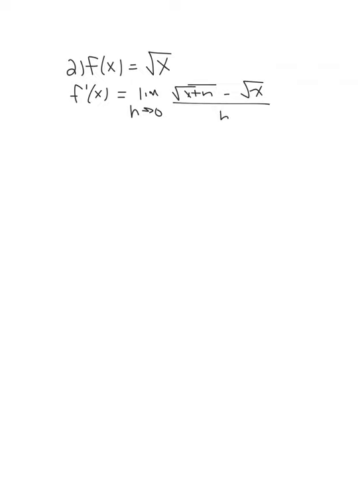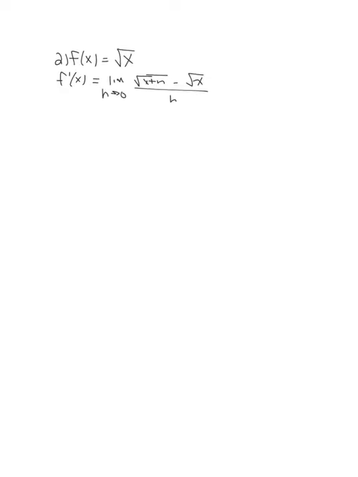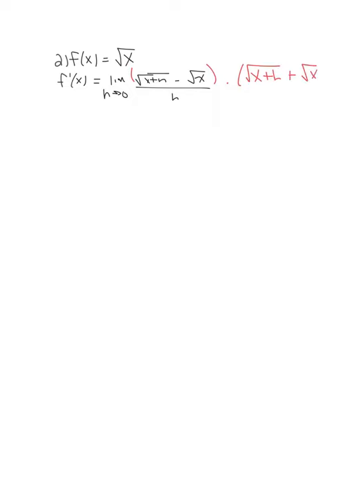Now at this point, it should look familiar to you. Most of you will know that if we need to solve something that looks like this, we will have to rationalize. So we are going to be multiplying by the square root of x plus h plus the square root of x. And again, if we do it to the top, we have to do it to the bottom.